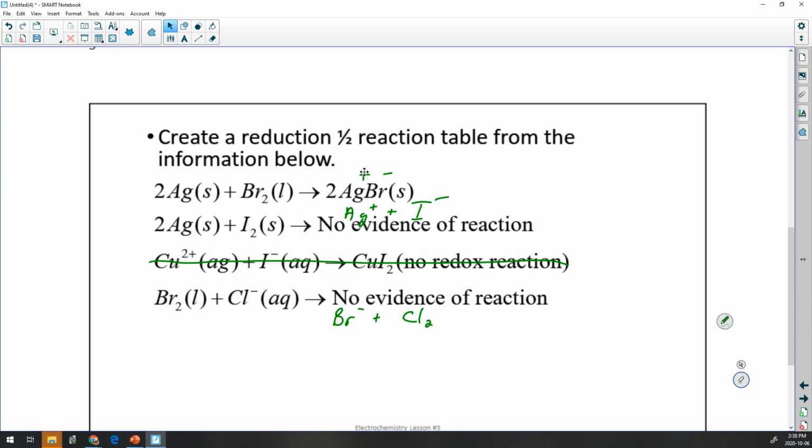Now, what I've quickly done here is I've created the products if a reaction had taken place, in that it might help you figure out which one is which. So all I'm looking at is the charges on the periodic table. Silver forms a +1, iodine forms a -1. Bromine, if it reacts by gaining electrons, forms Br- or a -1. And chlorine, if it loses electrons, we'll just go back to chlorine.